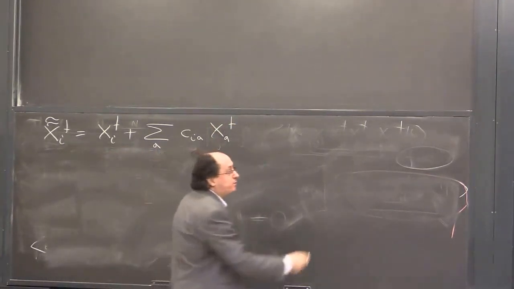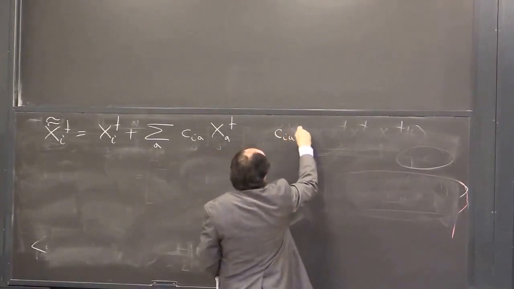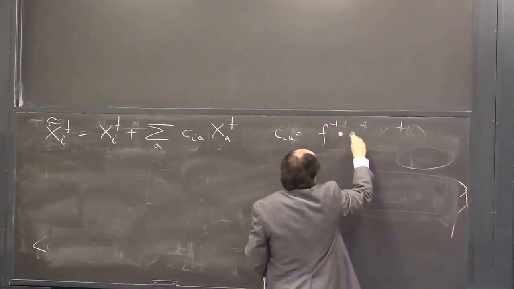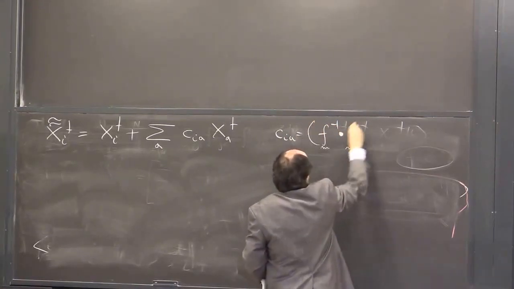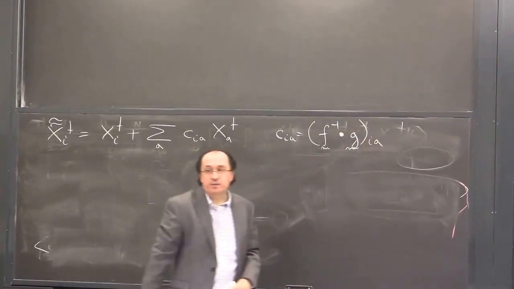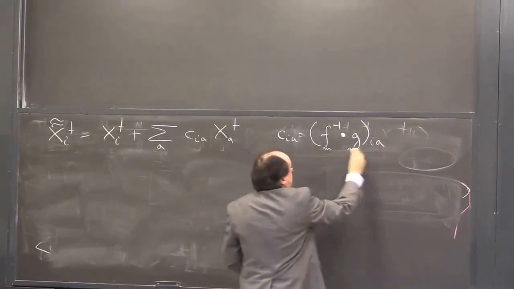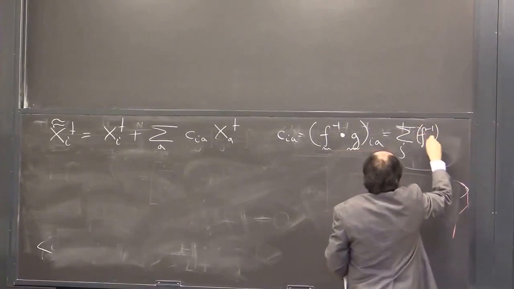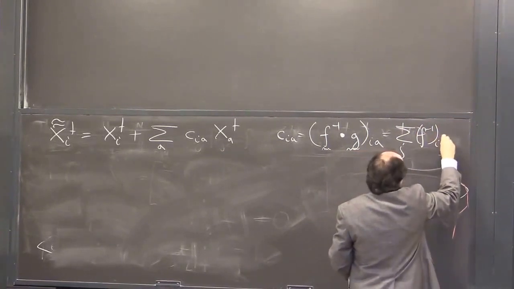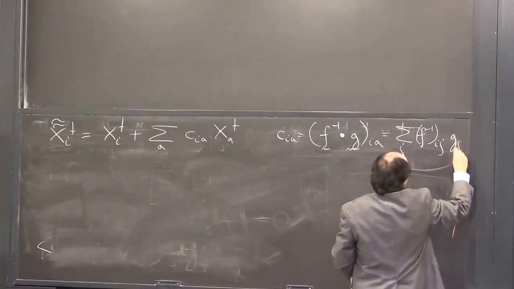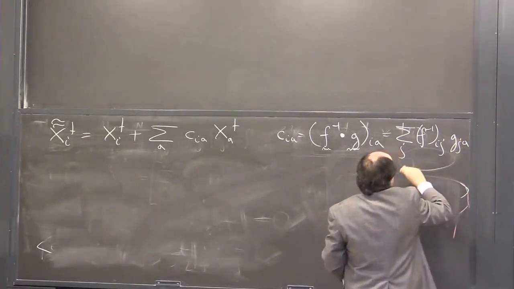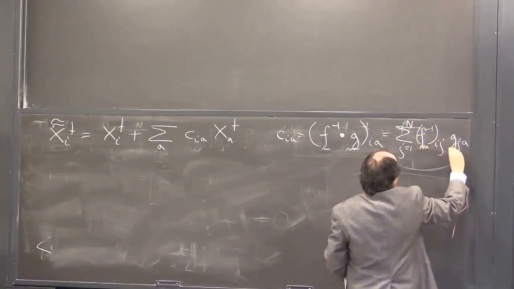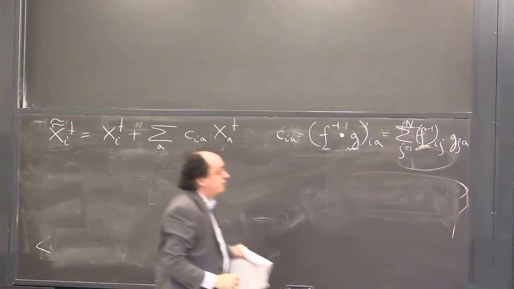Where CIA, we have a formula for it. It's not like it's an unknown quantity. We know that CIA is a matrix element of f to the minus 1 times G. You form this product, and you take a matrix element IA of this product. Or explicitly, it's a summation over J, f to the minus 1 IJ, G JA, sum over J from 1 to N.